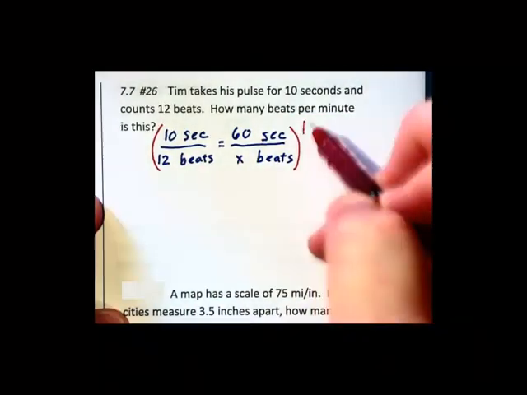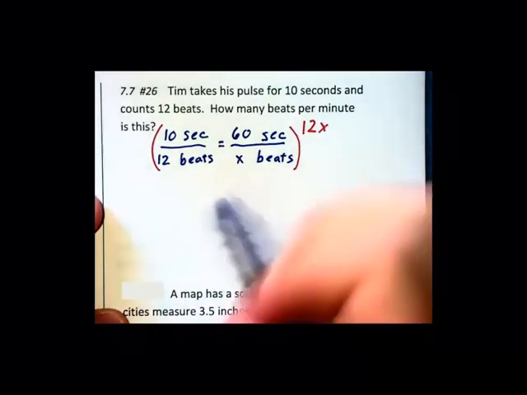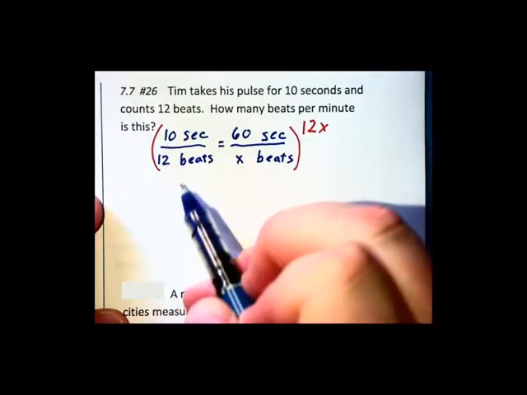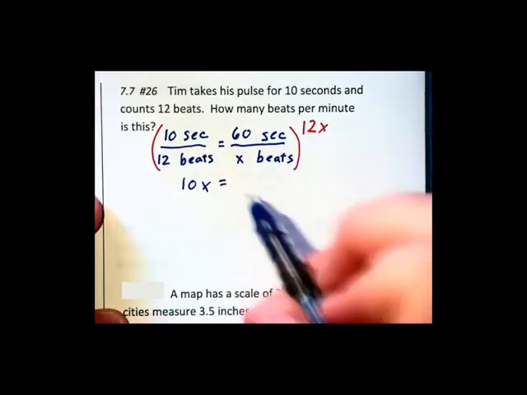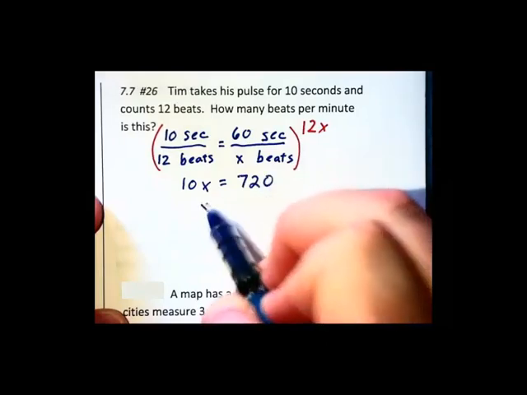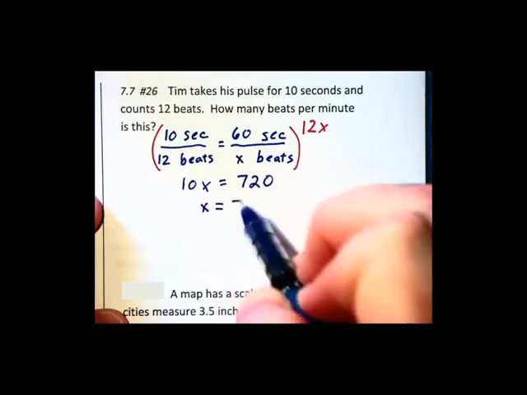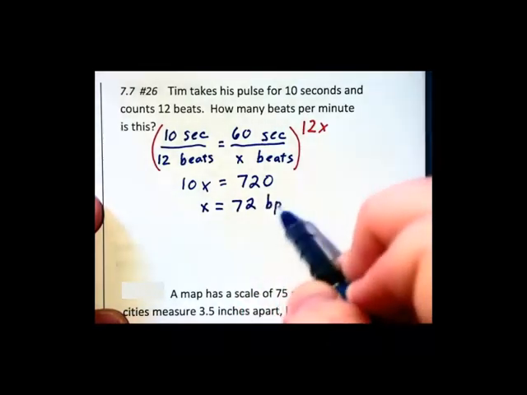Now that I have the units in here, I can ignore the words for the time being, multiplying through by the least common denominator of 12x. On the left, the 12s cancel, leaving 10x. And on the right, the x's cancel, leaving 60 times 12, which is 720. Dividing each side by 10, we get 72 beats per minute, which I'll abbreviate BPM.